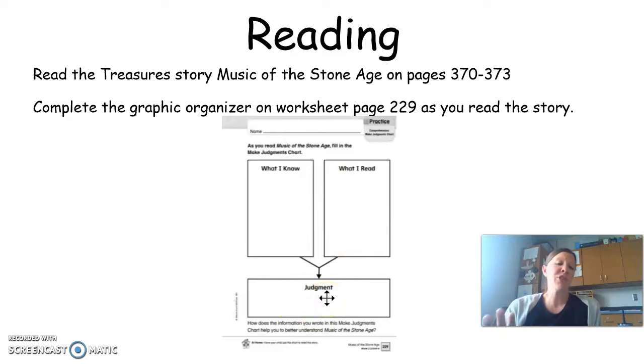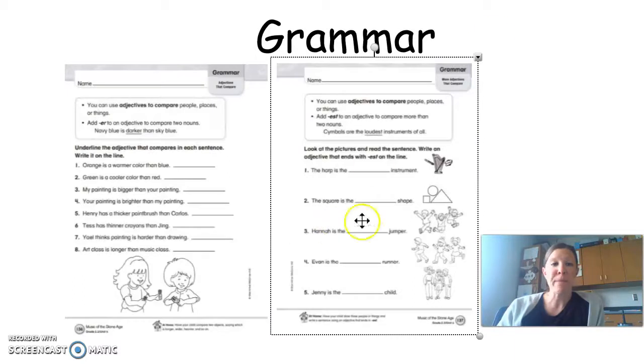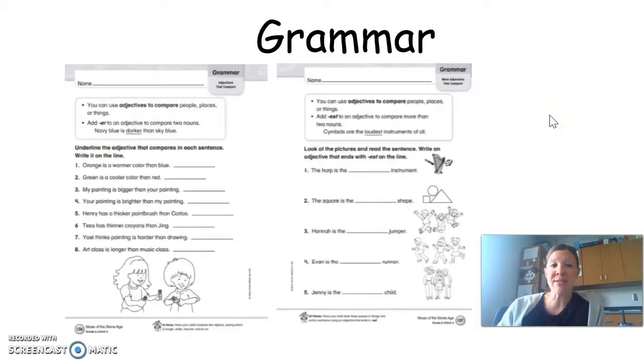What, like, the judgment of it? Why do you think that the author is writing the story? So kind of think about what you know, what you read, and then what you can figure out based on those two things. Grammar today, you're going to use adjectives to compare.